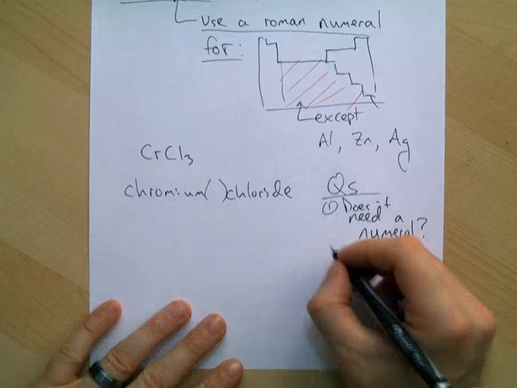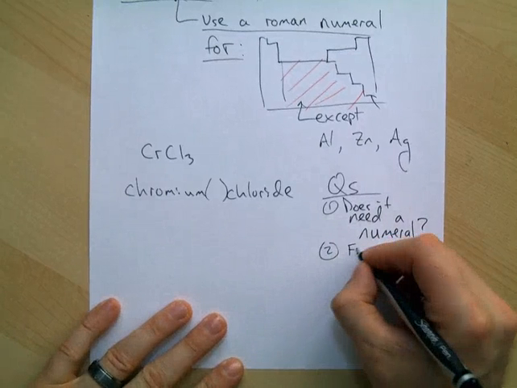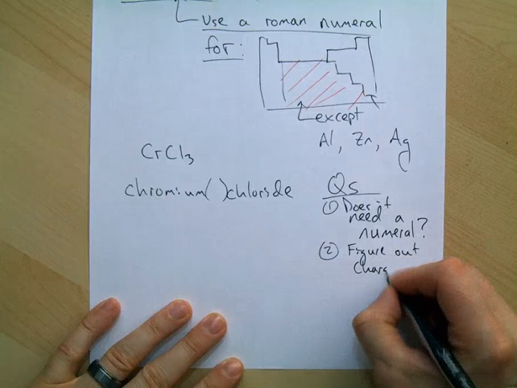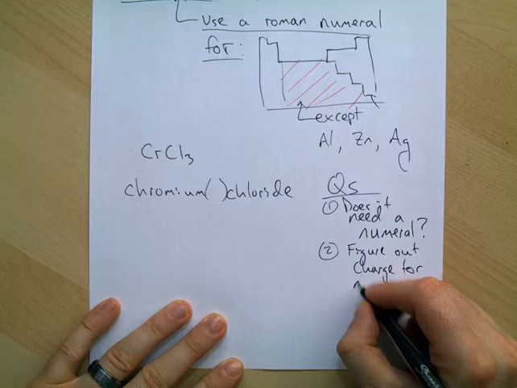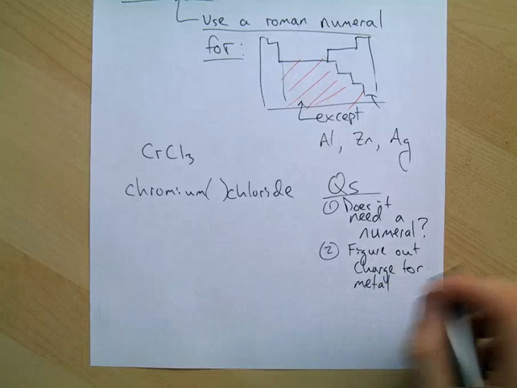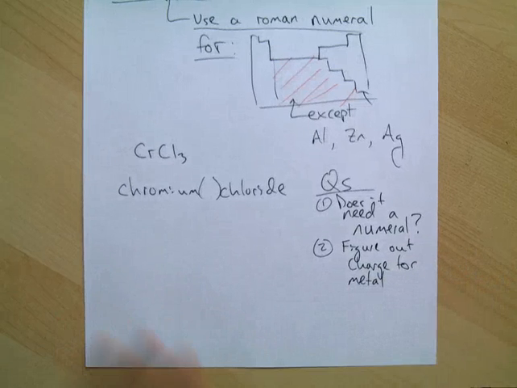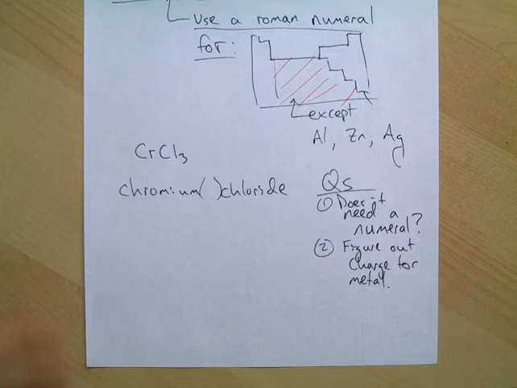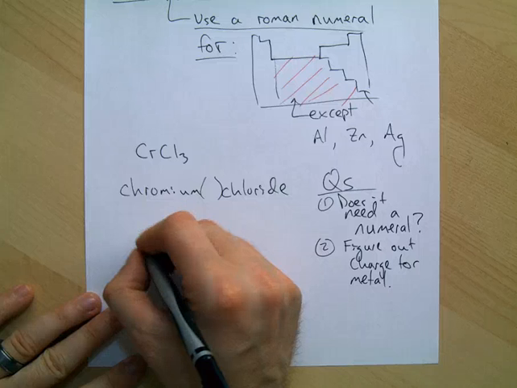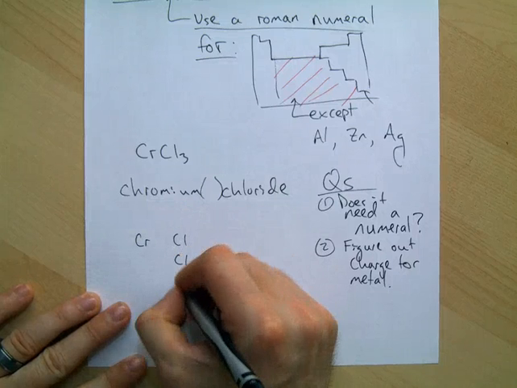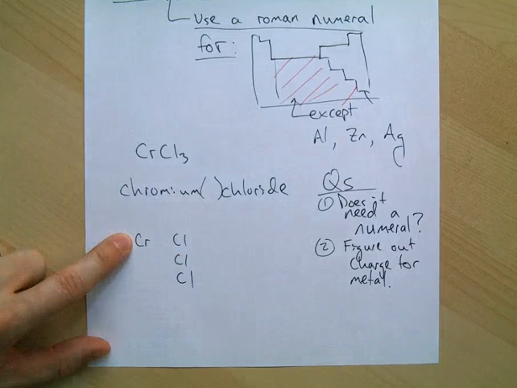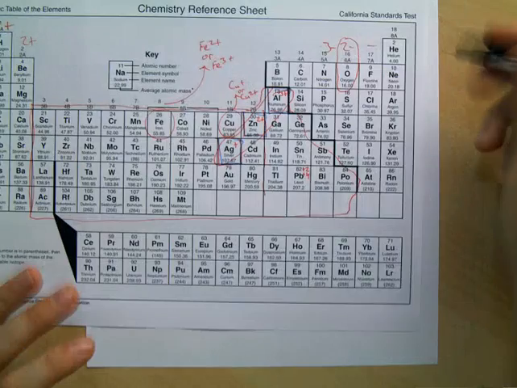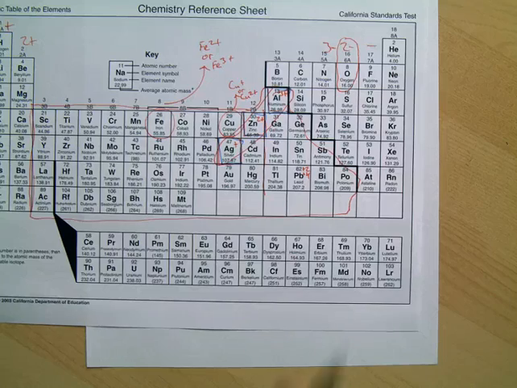All right, number 2: Figure out the charge for the metal. And it's only metals that have the variable oxidation states or variable charges. The way I figure it out is like I did before. I have 1 chromium and I have 3 chlorines. I can only figure out the charge of the chromium based on knowing the charge of the chlorines. Now, I actually should be calling them chlorides because they are ions.